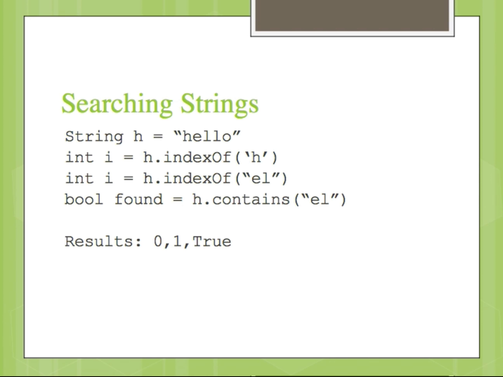To explain these examples, the first one will result in i being 0, since h is at the 0 index in the string h. The second example is searching using a substring instead of a character, and that will return 1 because the first instance of "el" is at index 1 in the string. The third example uses the boolean method and will return true because "el" is indeed inside string h.